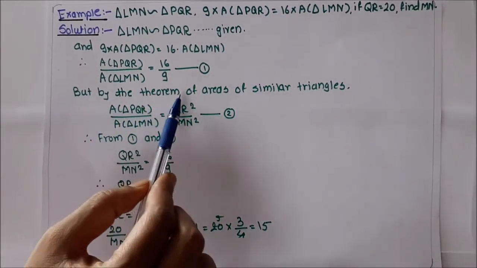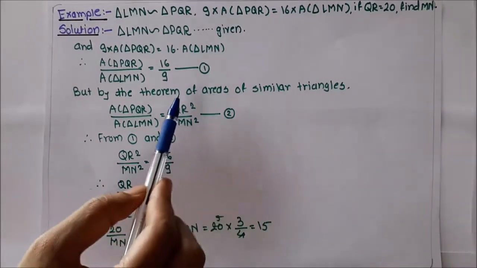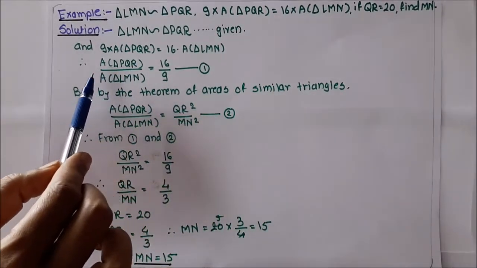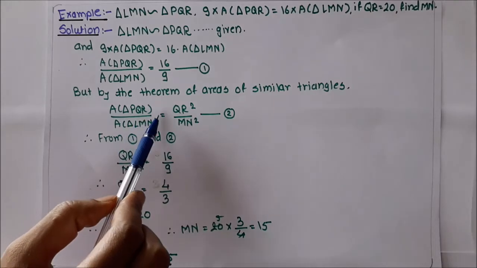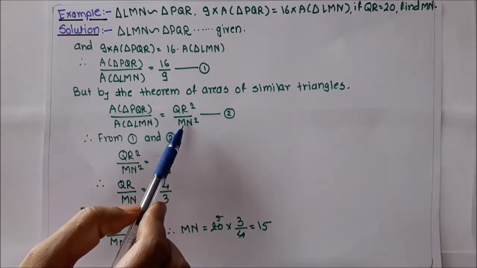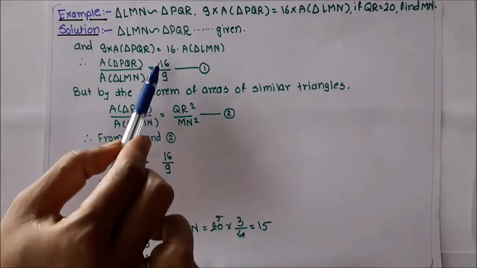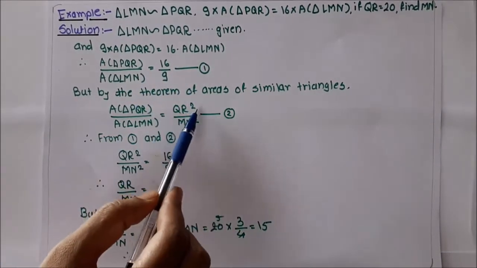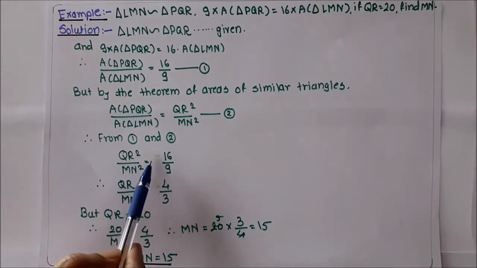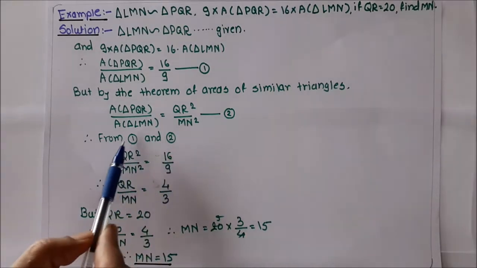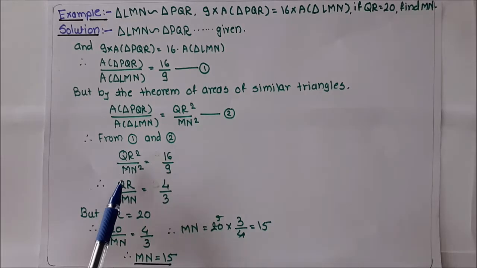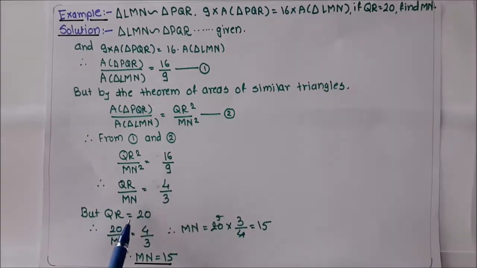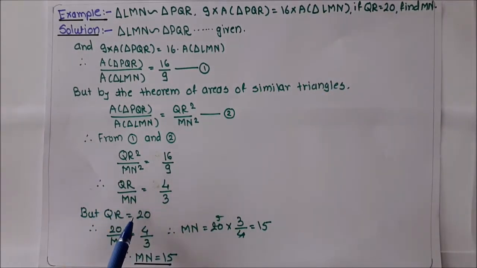But according to the theorem of areas of similar triangles, area of triangle PQR upon area of triangle LMN is equal to QR square upon MN square. Means we can take both these equal. Therefore from statements 1 and 2, QR square upon MN square is equal to 16 upon 9. Now taking square root of both sides, we get QR upon MN is equal to 4 upon 3. But already it is given that QR is equal to 20. So replace this QR with 20.